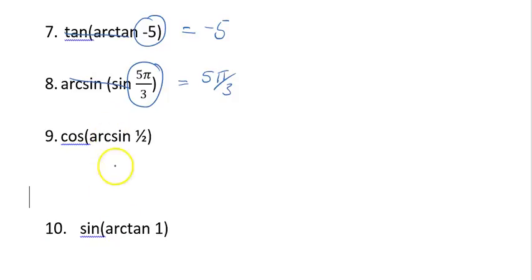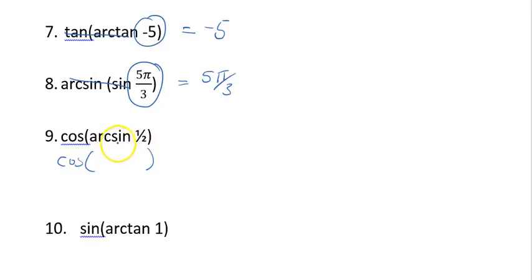Now, 9 and 10 look kind of like 7 and 8, but if you'll notice, they're not exact. 9 is cosine and arcsine, so those are different. 10 is sine and arctangent. Those are different. Those can't just cancel out. That means you need to work from the inside out when they're different. So in other words, I'm going to bring down the cosine, but I'm answering the question, what is the arcsine of 1/2, just like I did in the first 6 examples.